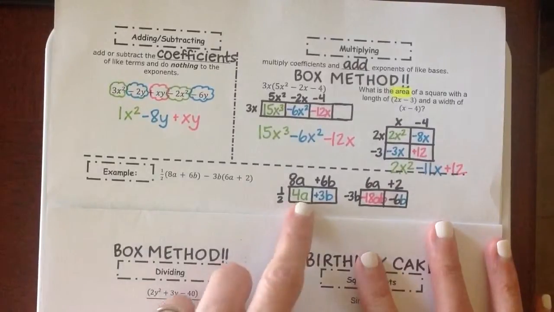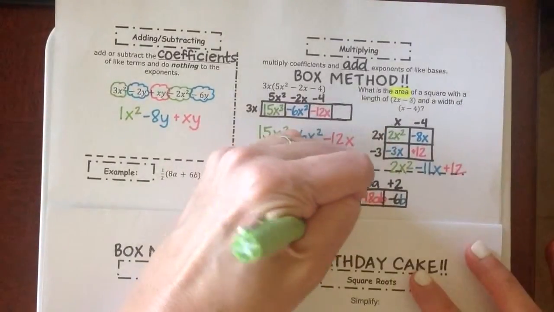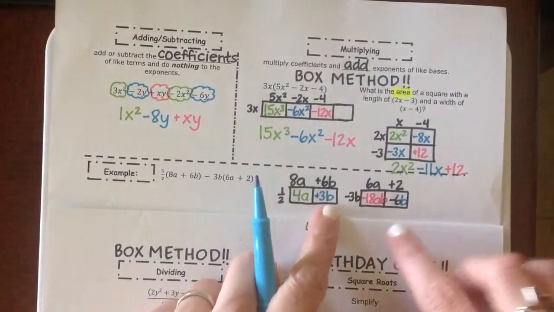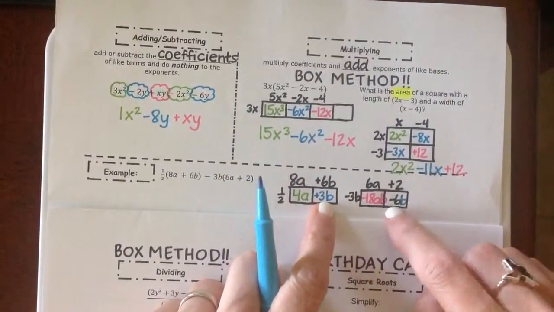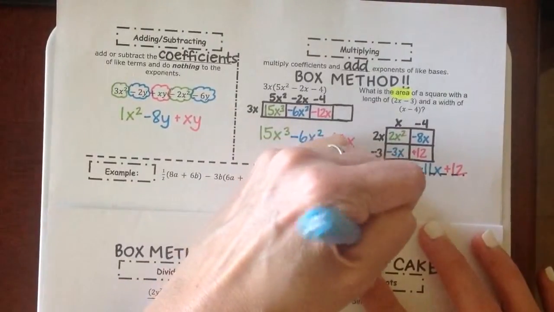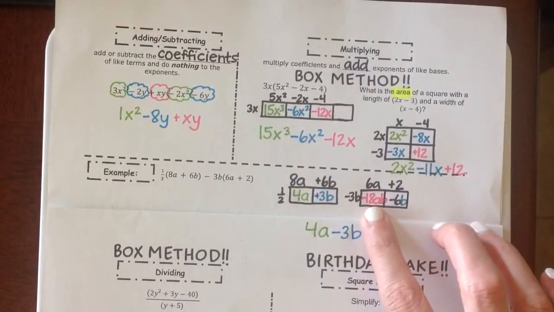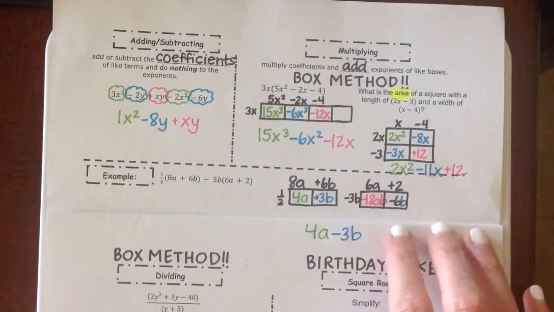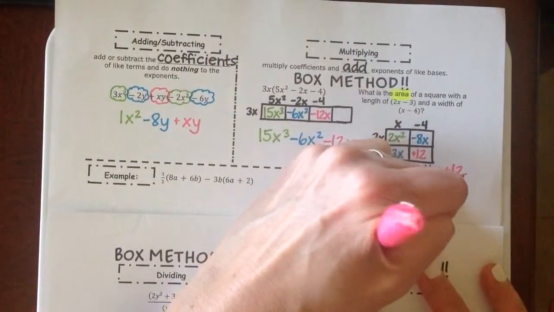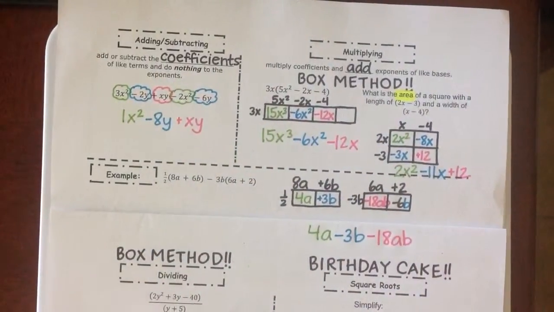So I'm looking for all my terms with a, and the only one that I have is 4a, so it's going to be 4a. And now I'm looking for all the terms with just a b, so I have 3 here and I have negative 6 here, so 3 minus 6 is negative 3b. And then my final box is negative 18ab. So I don't have any other terms where I'm multiplying an a and a b together, so I'm just going to bring that down. It's going to be negative 18ab. And there's my final polynomial.